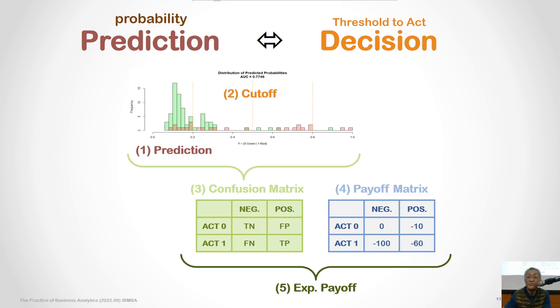So the confusion matrix comes from the data, but the payoff matrix is something that the company, as a manager, you should know, okay? Right? And you need to combine the two to calculate the expected payoff, okay? Now there is still one thing left. Because the confusion matrix will change with this cutoff, right? Okay, so which cutoff should you use?